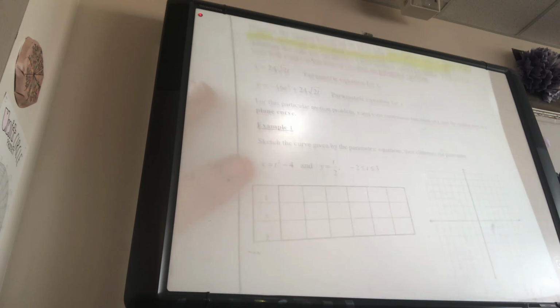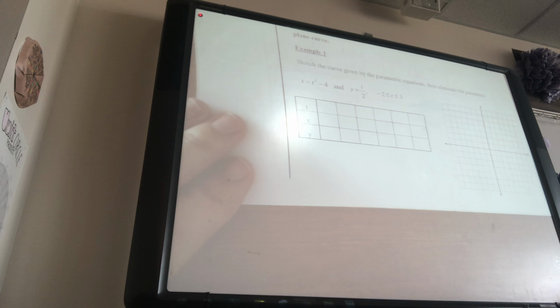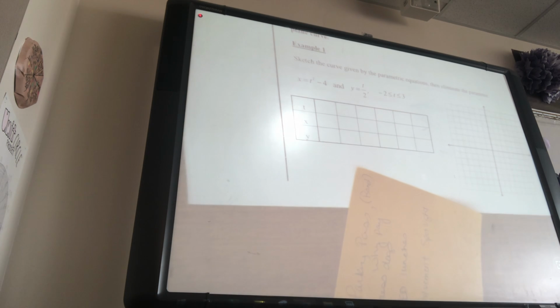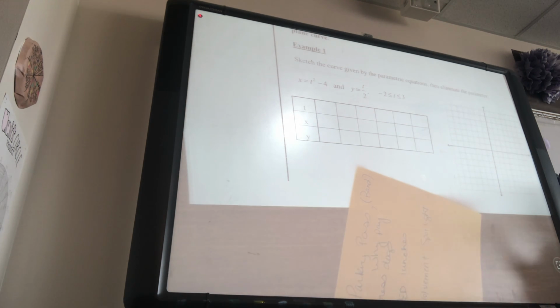All right, let's just pop down to example 1. This is what we did last time. So I'm going to give you a few moments to go back through that example and try it on your own. Then we'll come back together and we'll try it all together. But I want you to get as far as you can from last time's stuff. Go.